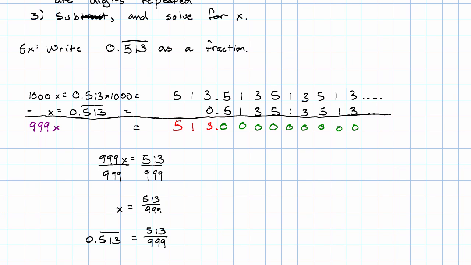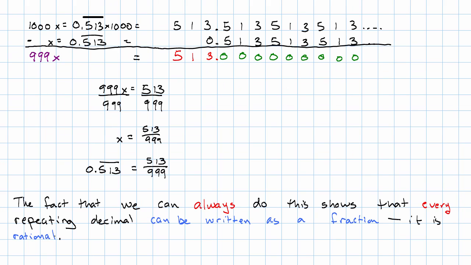Now this is a cool trick by itself, but it proves something. The fact that we can always do this for any repeating decimal shows that every repeating decimal can be written as a fraction. In fact, here are directions for how to do it. That means that every repeating decimal is a rational number. Every repeating decimal can be written as a fraction.